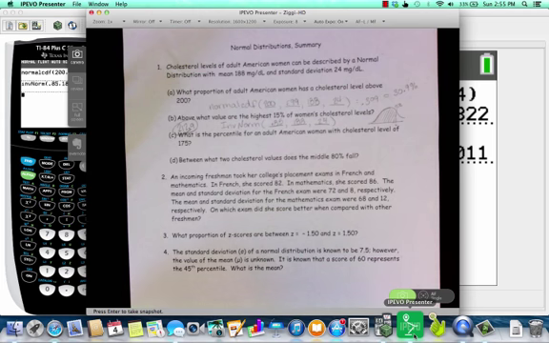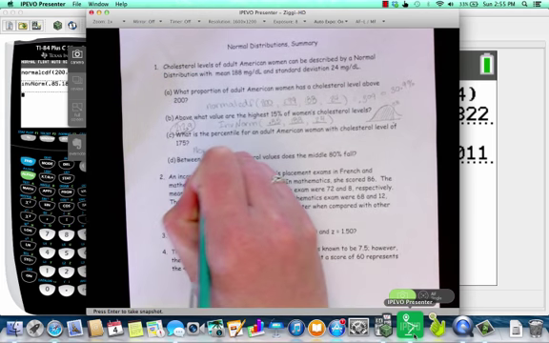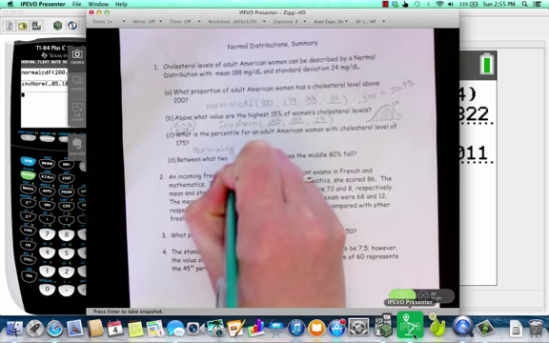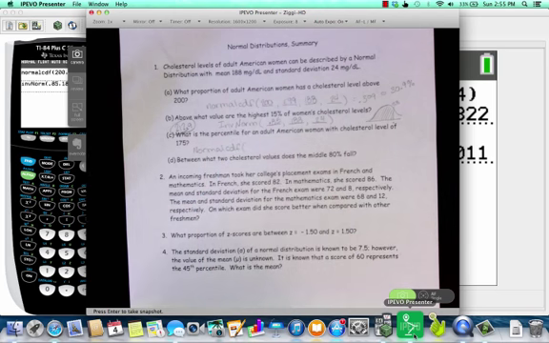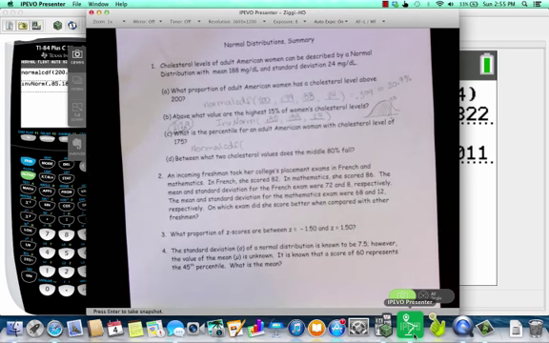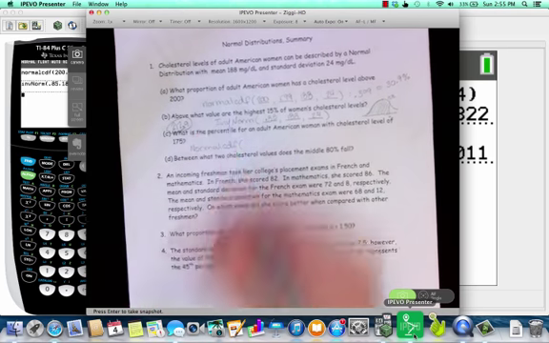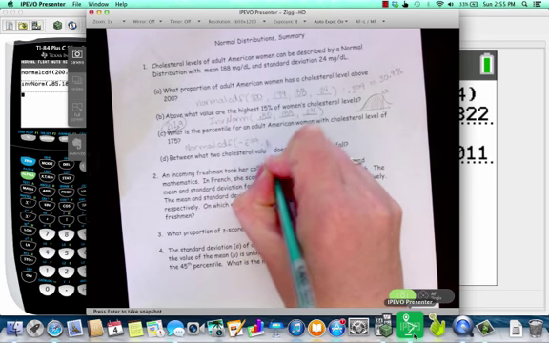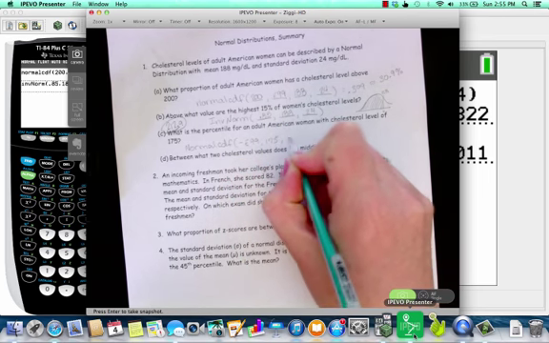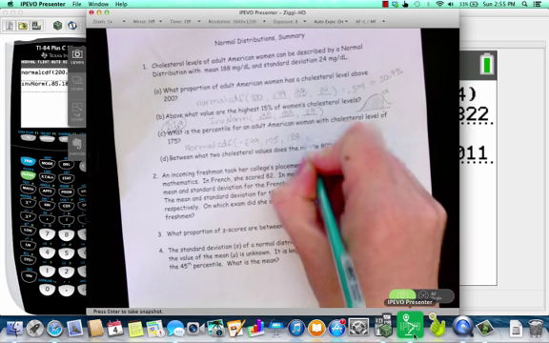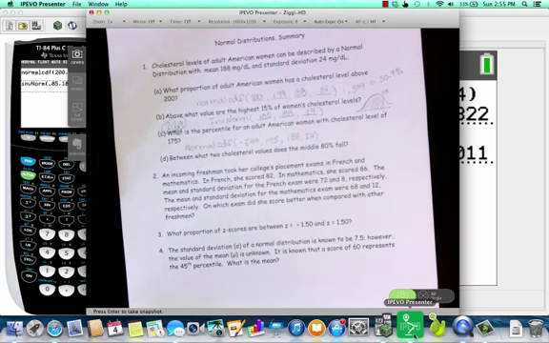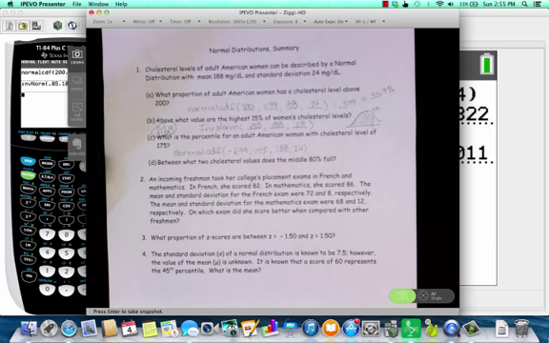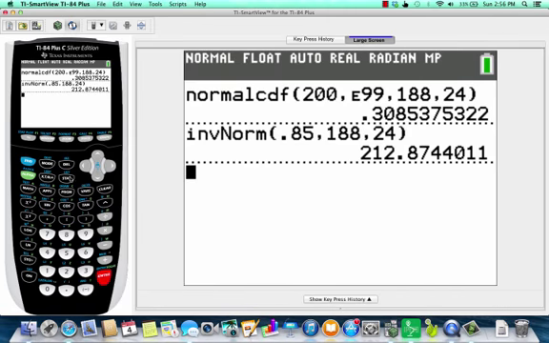So what we're going to do is, again, use the normal CDF. Now we want to know at 175, so we're not looking for above 175. We want to find what is the percentage at that point. So we're going to do negative E99. 175 is our cutoff. 188 is our mean. 24 is our standard deviation. So that's what we're going to type into our calculator.